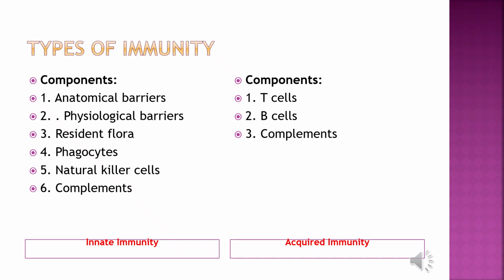So now, what are the components of innate immunity? This we will see in detail. Anatomical barriers, physiological barriers, resident flora, phagocytes, natural killer cells, and complements present in blood. And the components of acquired immunity are T cells, B cells and complements.